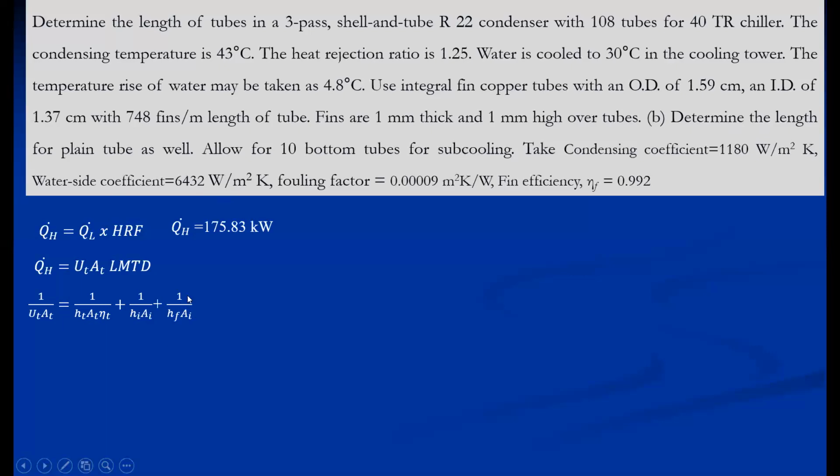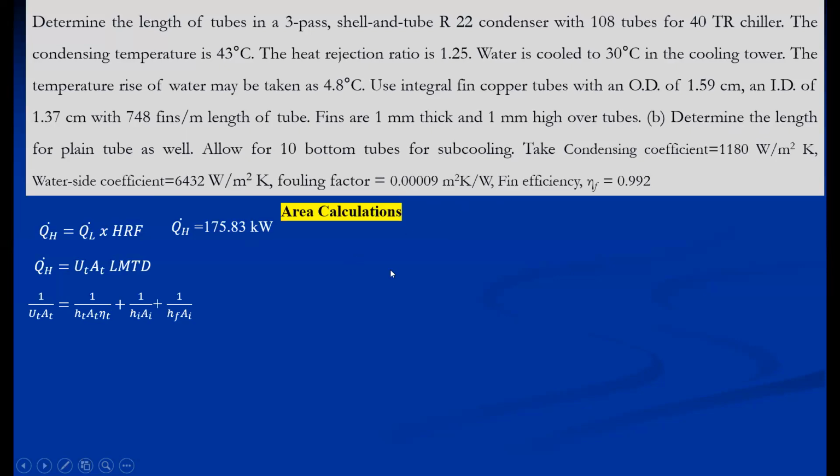So 1 upon hi, and hf is given, because if you compare the units, the fouling factor f is nothing but 1 upon hf. It is the inverse of a film coefficient, that is, the fouling film coefficient. Now, in this case, we don't know the area. So first of all, we will do the area calculation with the help of the information given.